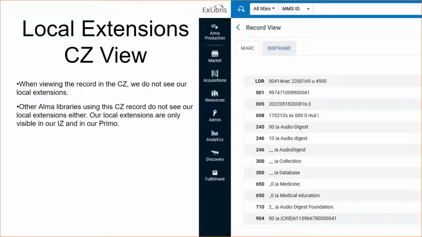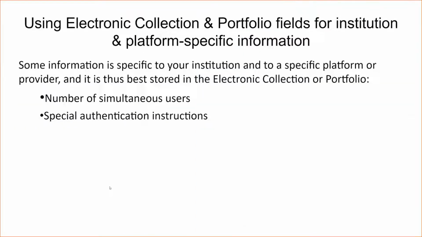If I switch over to the CZ view for the exact same record, we do not see our local extensions, and that's good because other Alma libraries using this CZ record do not see our local extensions either. Our local extensions are only visible in our IZ and in our Primo. So if you have institution-specific information you want to record in a bibliographic record for a CZ resource, you can use local extensions. Next slide, please.